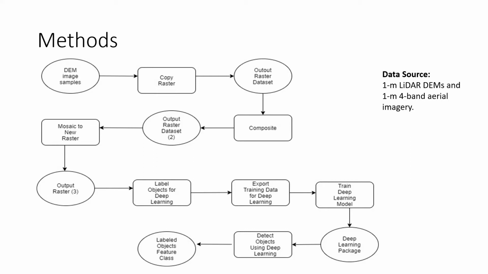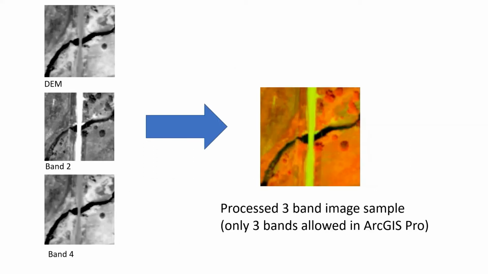Once all of the image samples were processed, I used the Mosaic to New Raster tool to create one raster image with the processed DEM samples. And I then labeled the objects, exported the training data, and then trained and tested the deep learning model. So this is an example of what the image processing for each sample looks like.